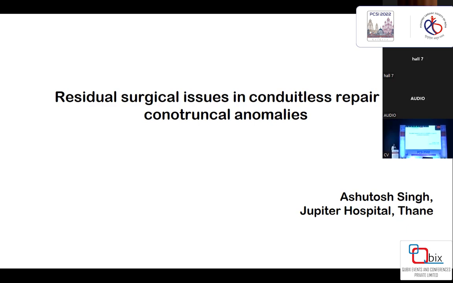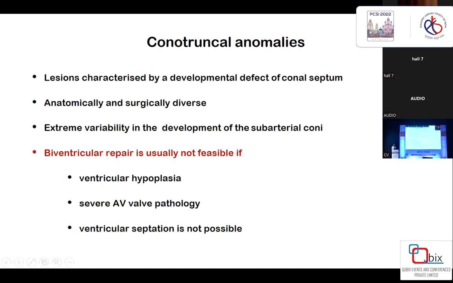So it's a very diverse group of lesions, the conotruncal abnormalities. These are the lesions which are characterized by developmental defect in the conal septum. They are anatomically and surgically very diverse. They've got an extreme variability in the development of subarterial conus. What we are going to discuss here is the set of lesions which are feasible for biventricular repair. So biventricular repair is definitely not possible if there is evidence of ventricular hypoplasia or severe AV valve pathology, or where ventricular septation is not possible.